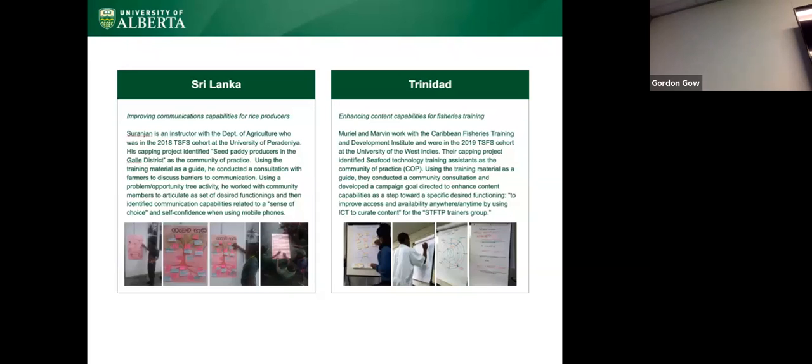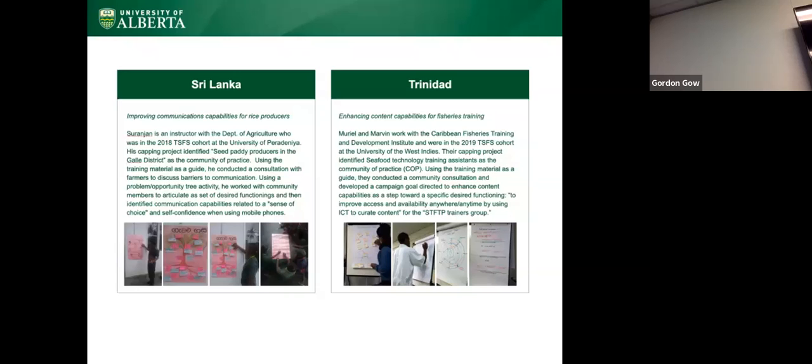Right. So Muriel and Marvin, in this case, they're not working directly with fishers. They're working with the trainers group. So that's their community of practice. So this is a community of practice of trainers who work with fishers.